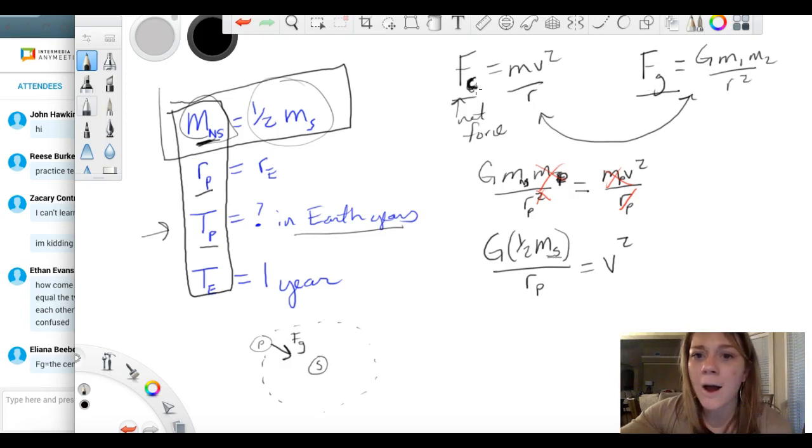So I could say that this really is F of G equals mv squared over r. If F of G equals mv squared over r and F of G equals GMm over r squared, then I can set those two equations equal to each other. So now I'm at the point where I've got these two variables, the mass of the new sun and the radius of the planet in there, but I don't have period.